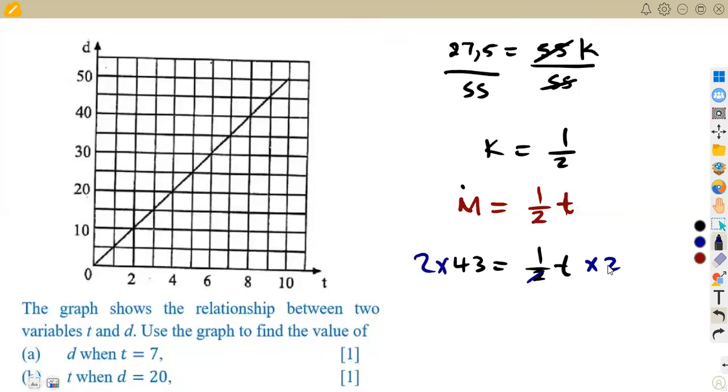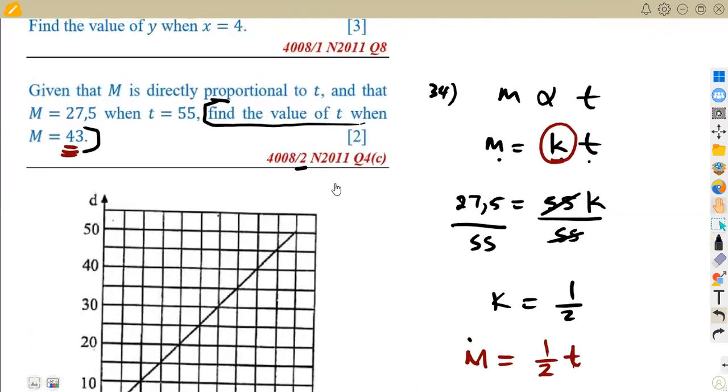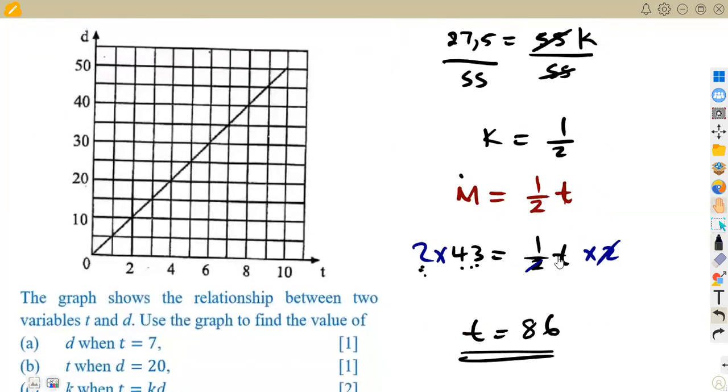Still, it's one and the same thing. Half of 2 cancels, we remain with the T. So it means T is equal to 2 times 43. 2 times 3, which is 6, 2 times 4 here, which is 86. So T is going to be 86. We do not know what this T is representing, but that is the idea there.